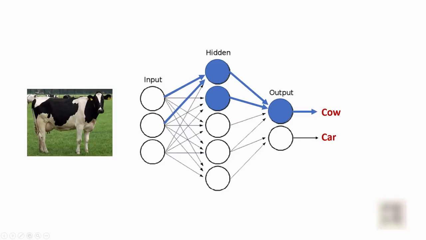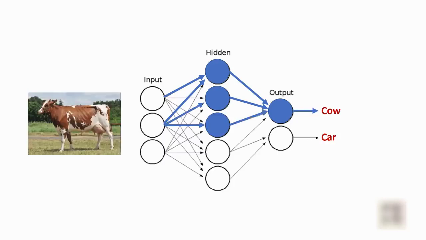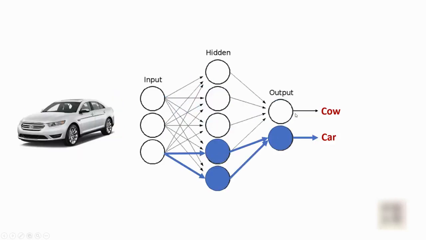The next day when the baby sees a second cow, you will tell the baby that, okay, this is also a cow. So again, the same set of neurons and some additional neurons light up and these pathways become stronger. Similarly, when the baby is seeing a car, you will tell her that this is a car and some other set of neurons will light up, the edges will become stronger and so forth. This way you are training a baby.